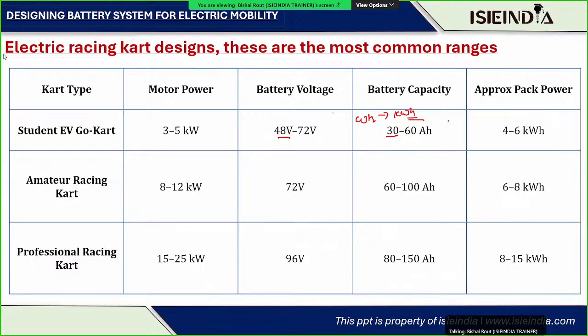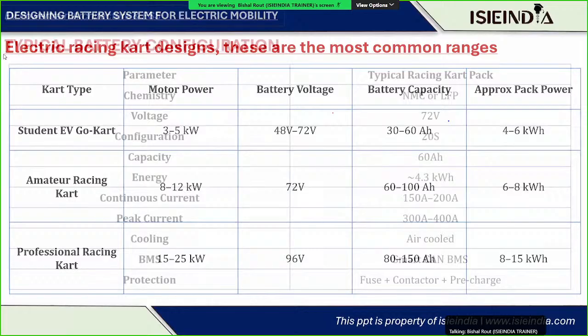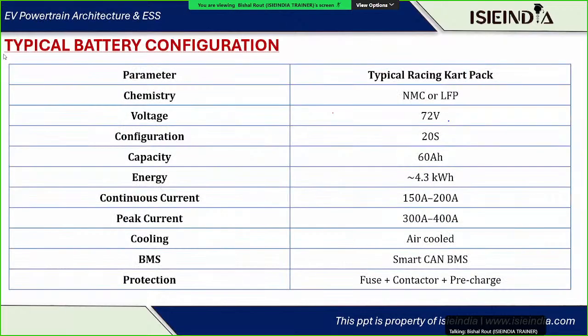These are the various things which are utilized, and this is a typical battery configuration. A typical racing kart pack chemistry is NMC and LFP. Voltage is 72, and configuration might be 20S, and capacity will be around 60 ampere hour. This is one ideal example I am showing, right? It will vary depending on multiple things, the design of your chassis, and the motor selection.